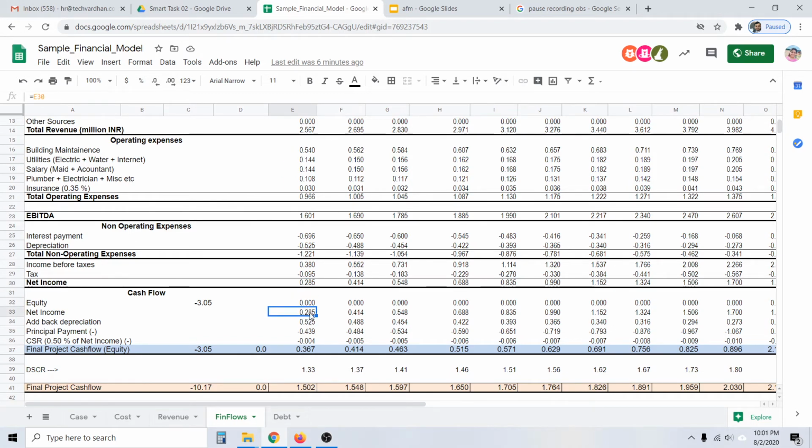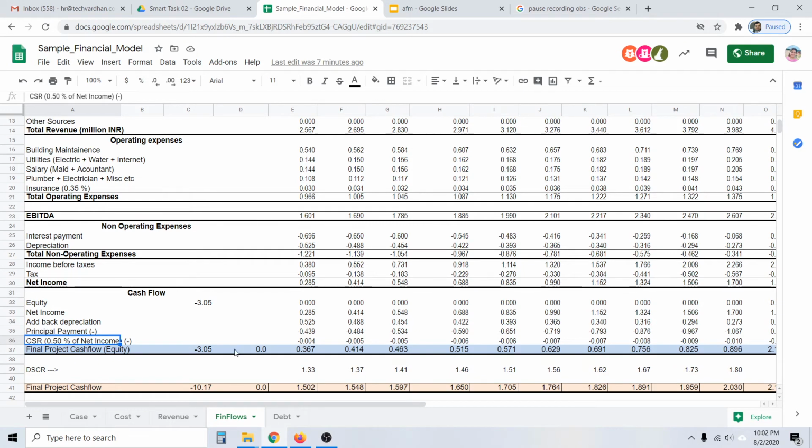Then you need to add back the depreciation what you already subtracted here, because depreciation is not the amount you actually spent, right? And then you need to subtract the principal payment, since interest you already paid here on your debt, then the principal. CSR, right? Corporate social responsibility. Sometimes it is 0.5%, sometimes 1%, sometimes 0. It depends upon the project and it depends upon how much the bank is pushing you to put. So we have put 0.5% here. It's not a fixed number.